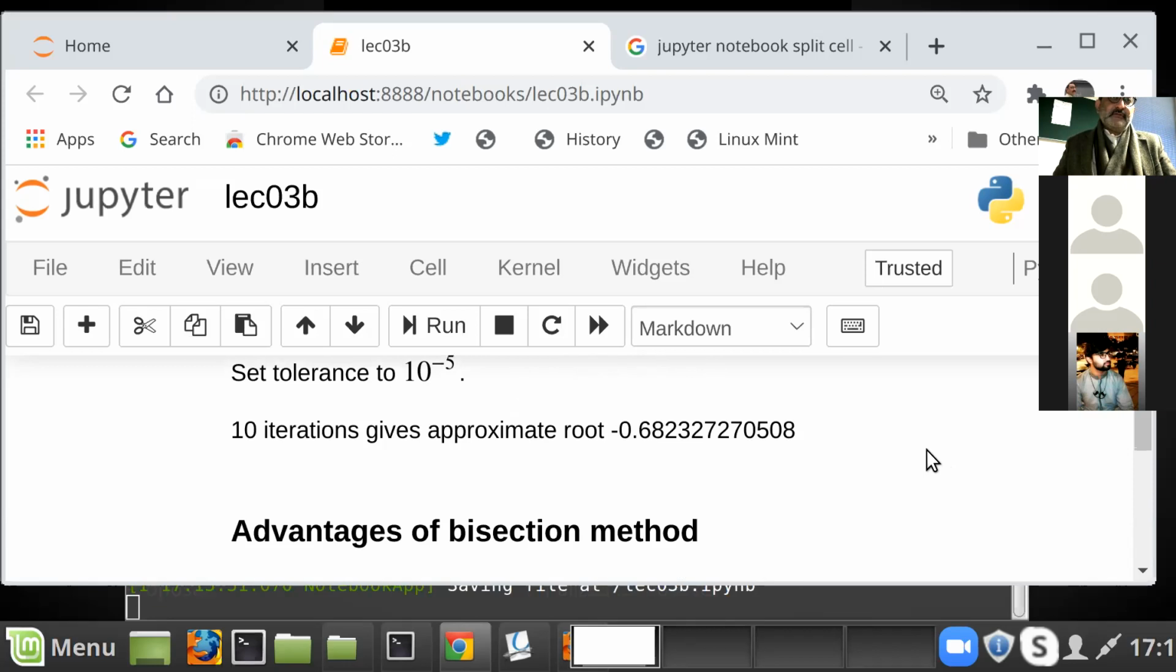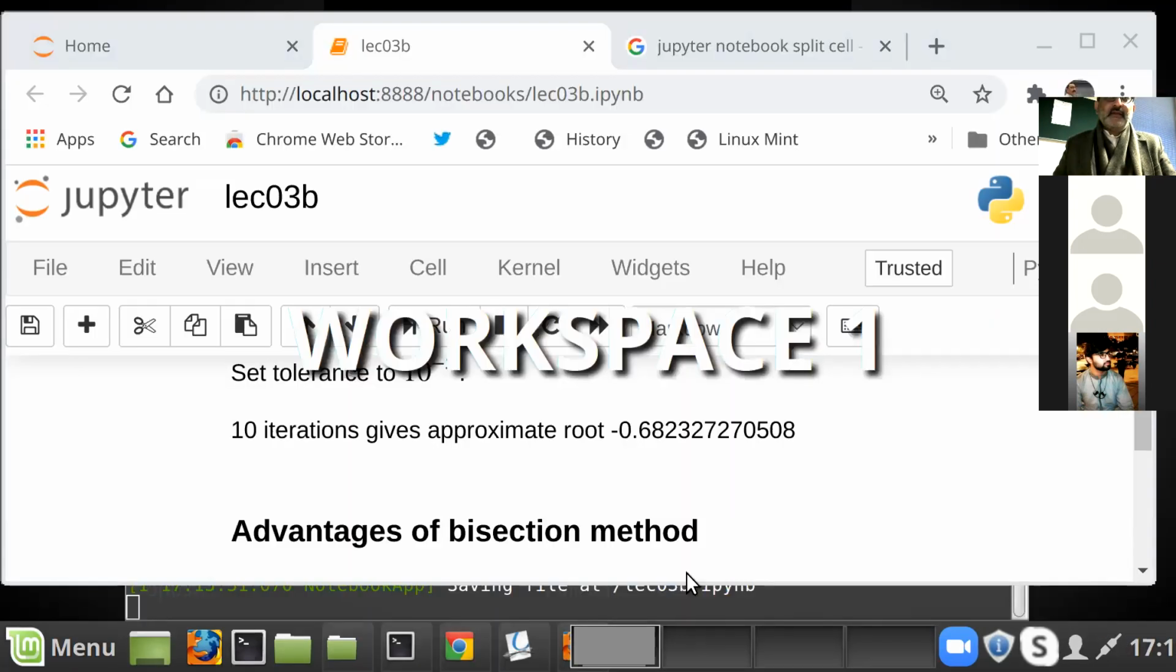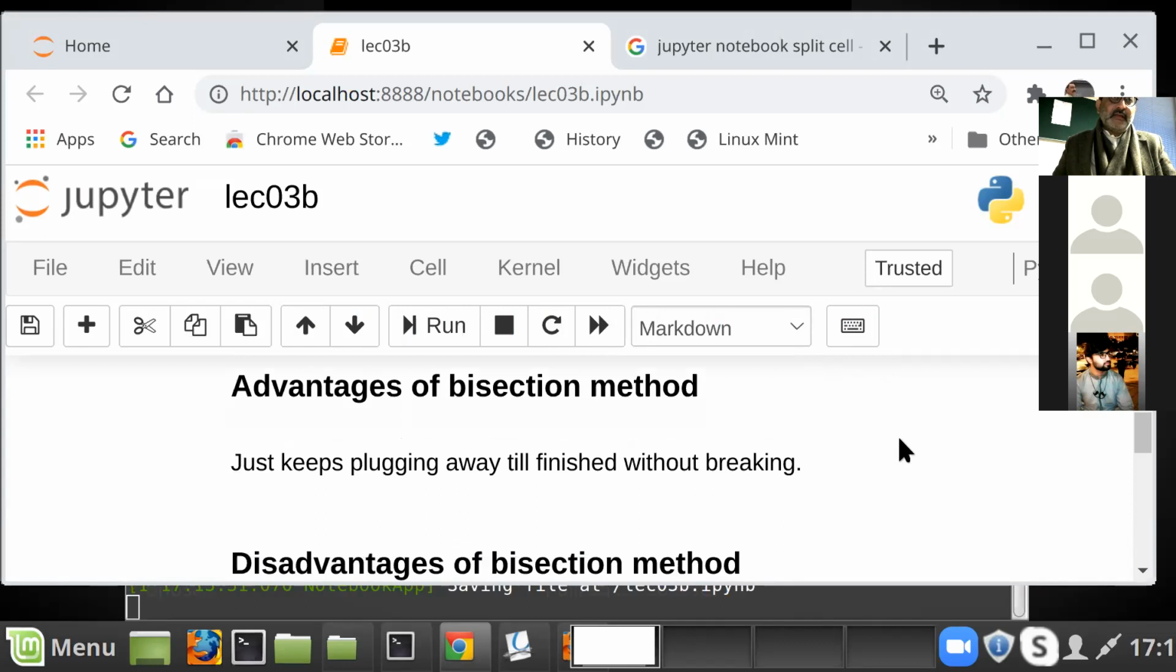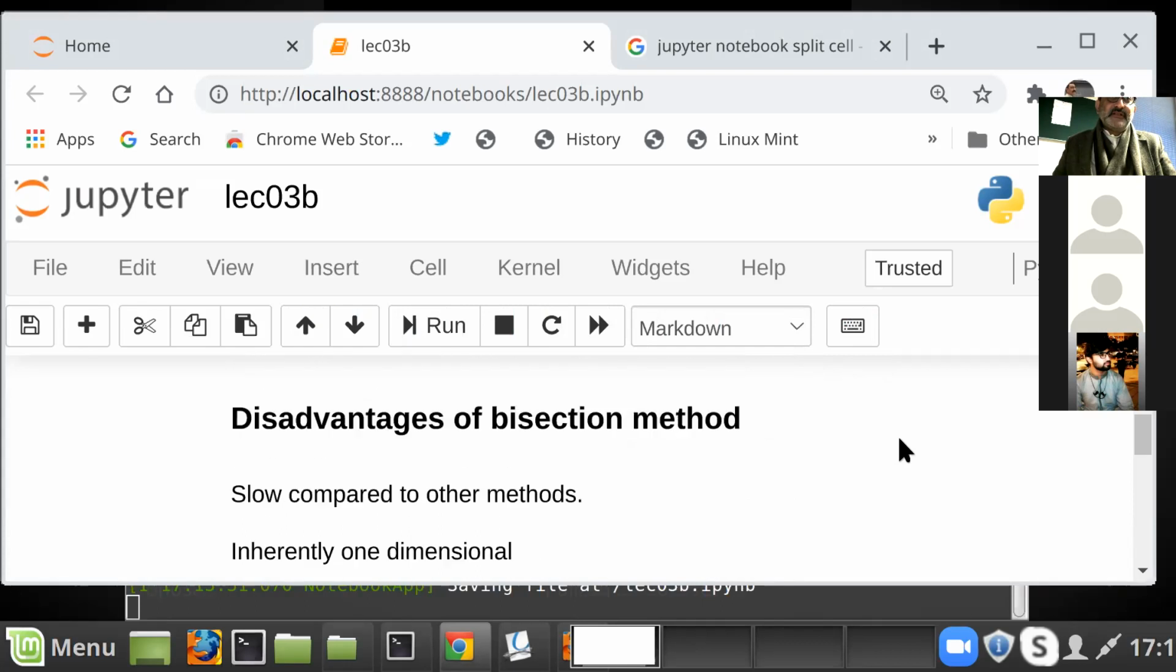All right. So before we look at the code, the advantages of the bisection method. Well, it's really simple. It just keeps plugging away. The size of the interval keeps decreasing by a half, and it keeps plugging away without breaking. Disadvantages are that, because it's so simple, it's going to be very slow in comparison to some other methods.